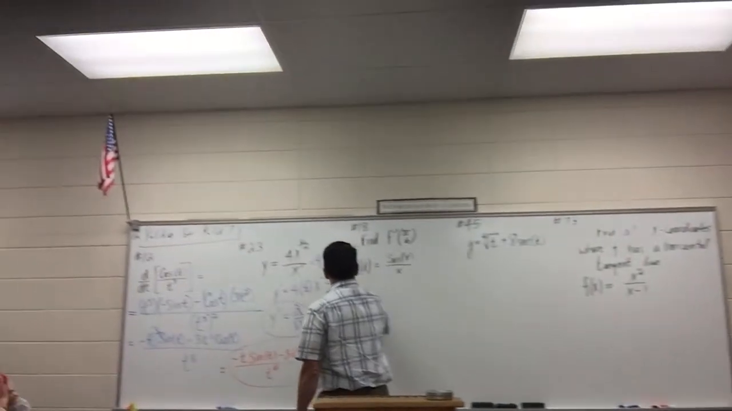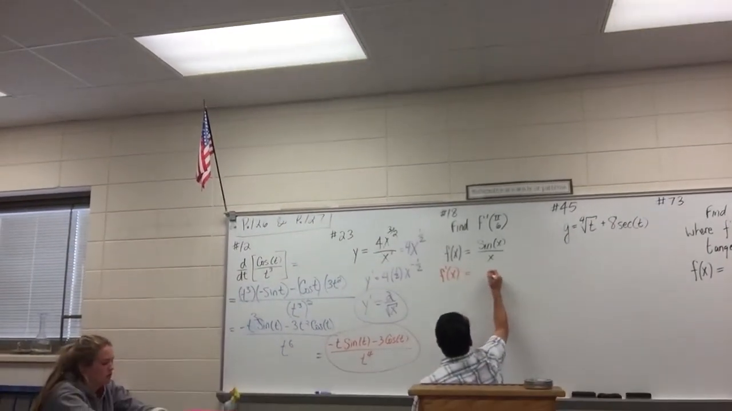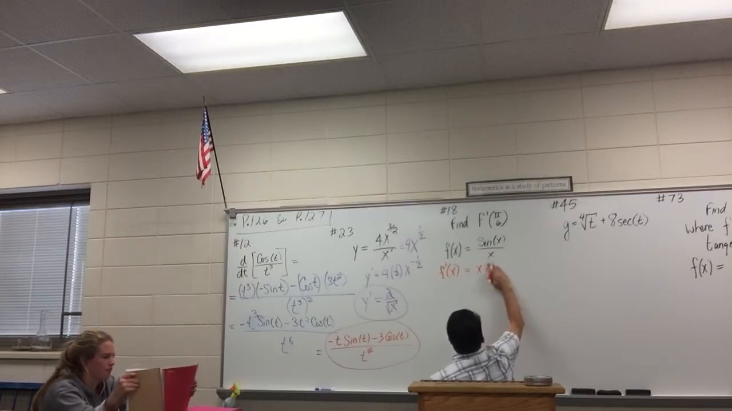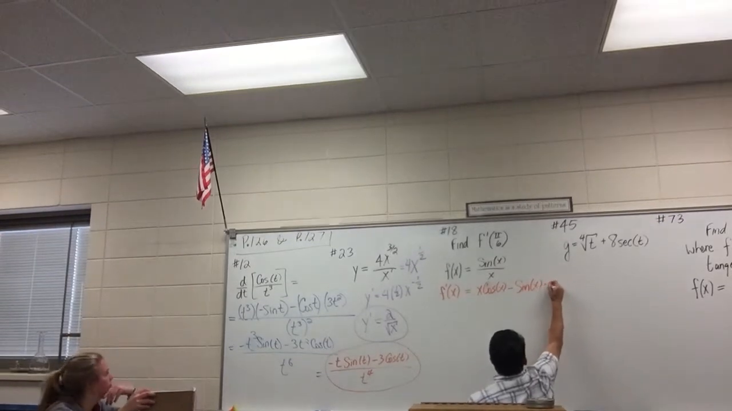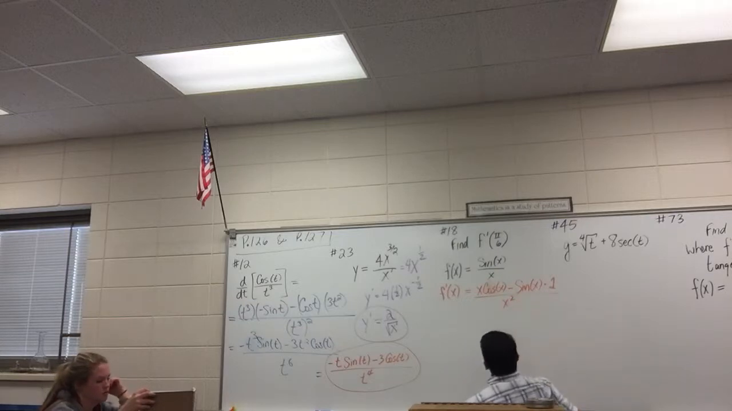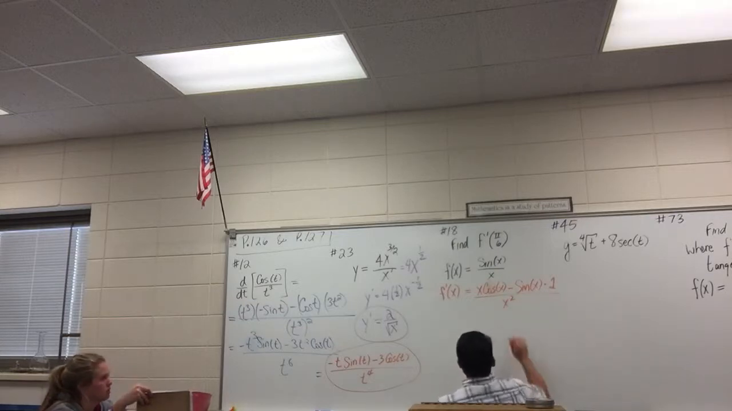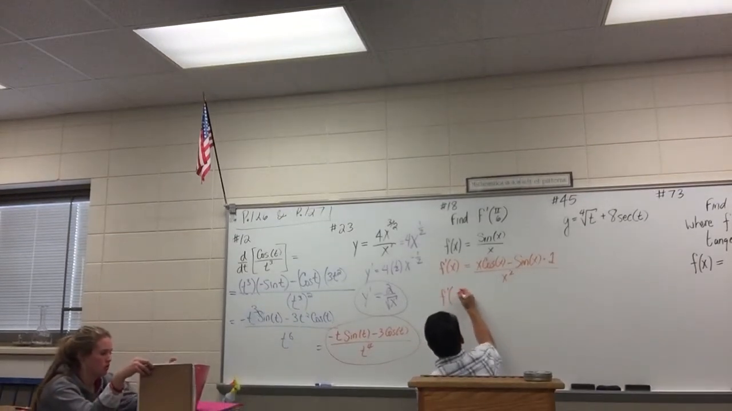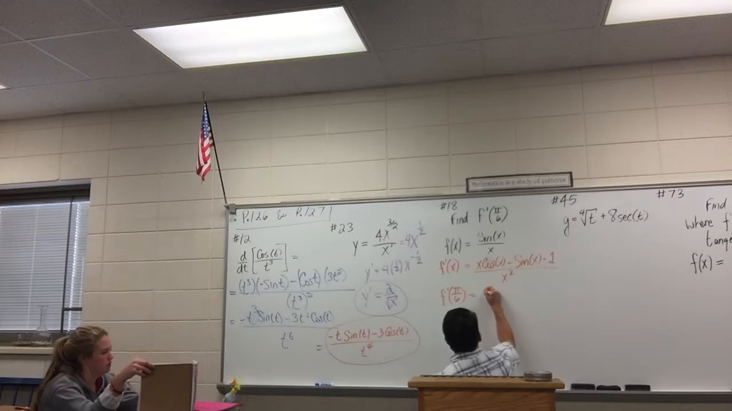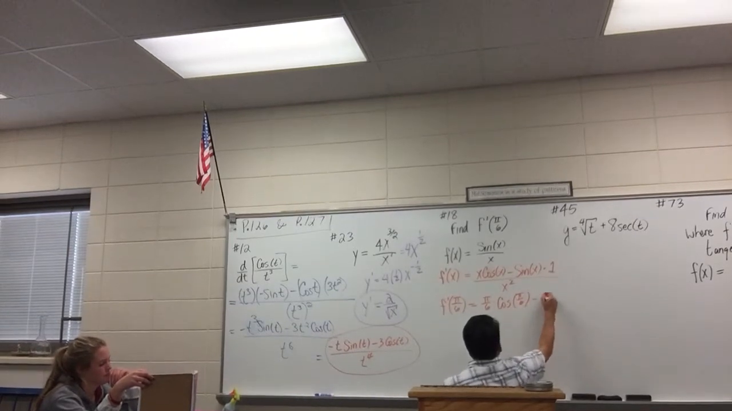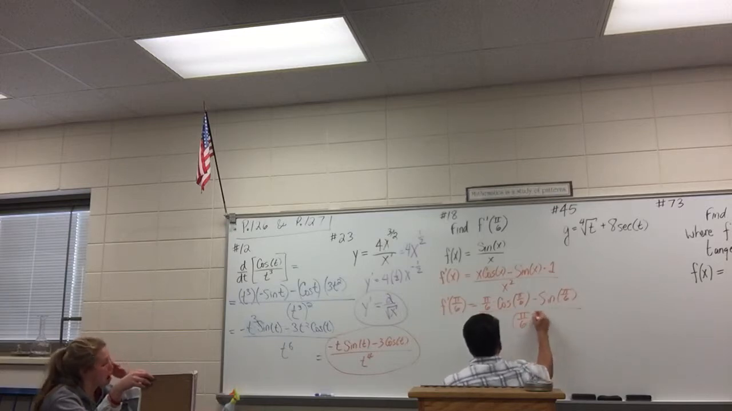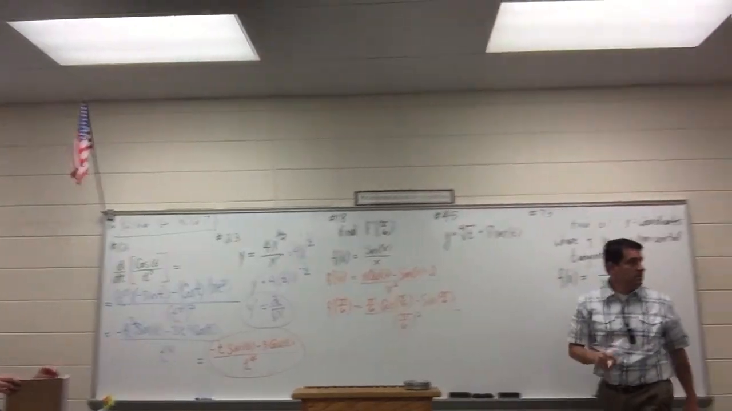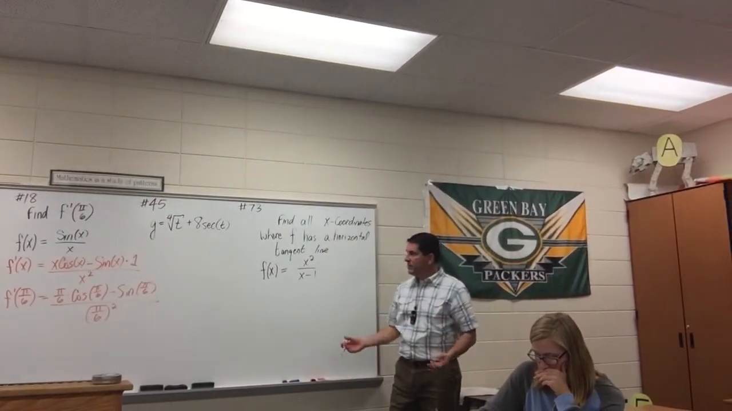So here we go. f prime, quotient rule here: bottom times the derivative of the top minus the top times the derivative of the bottom, all over bottom squared. So that's the calculus part of it. Now it's just plugging it in. Notice my notation, f prime of pi over 6 is pi over 6 times the cosine of pi over 6 minus the sine of pi over 6, all over pi over 6 squared. Find the derivative, plug in the x value. Then just kind of clean it up.